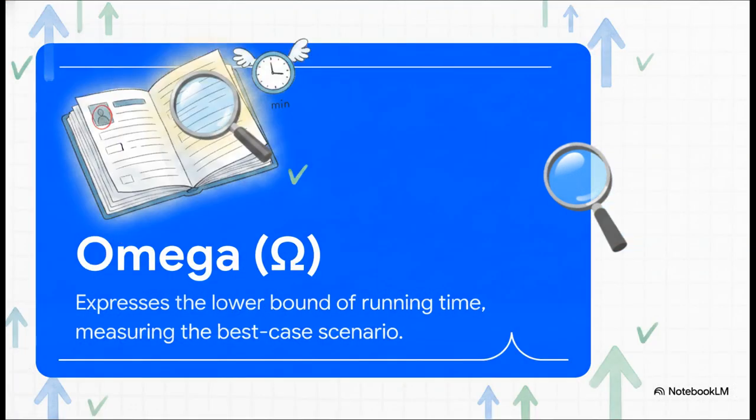You can contrast that with omega notation, which is represented by the Greek letter omega. This notation formally expresses the lower bound of an algorithm's running time. So think of this as the floor. It measures the best-case time complexity. This tells you the absolute minimum amount of time or steps needed if conditions are absolutely perfect, like getting incredibly lucky and finding that name on the very first page of the phone book. It is a mathematically guaranteed minimum that just cannot be beaten.